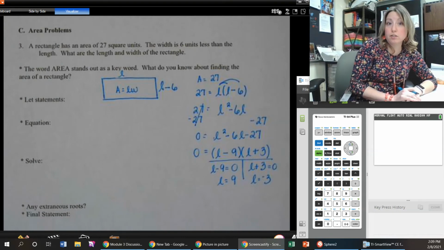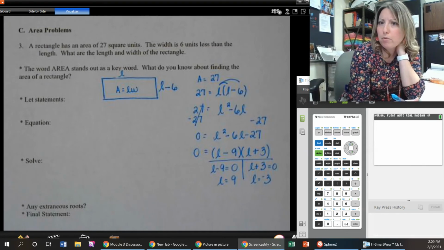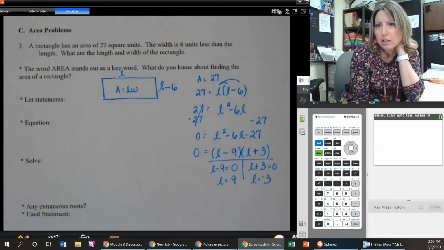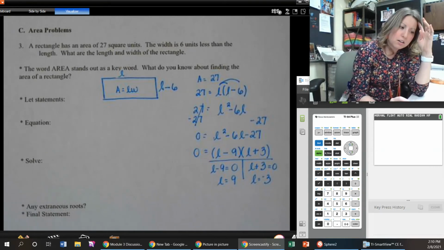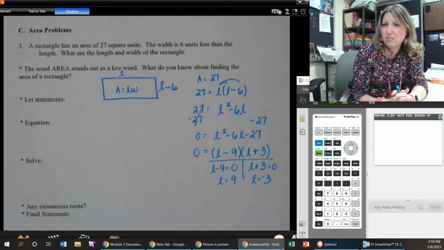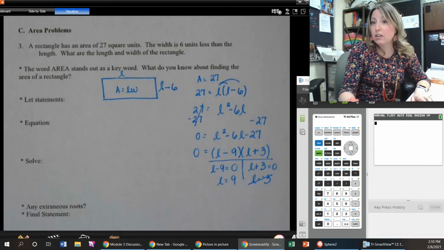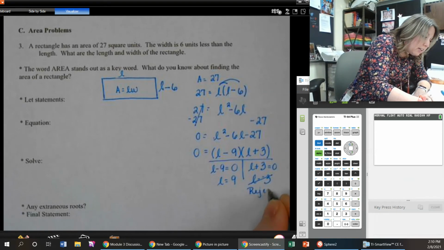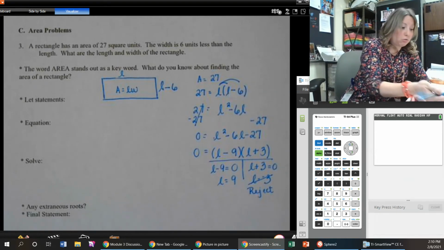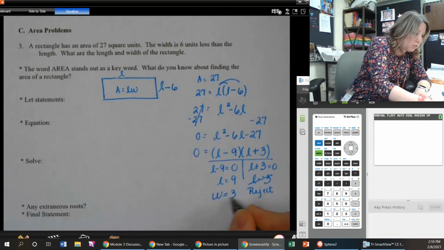Now, question here. Are there extraneous roots? Did it explicitly say in the word problem to reject the negative or to reject the positive? No, but let's think logically. Can you have a negative length of a side of a rectangle? So in these, while it won't say you need to keep the positive answer and reject the negative answer, it's implied that we need to reject any negative sides. So actually, my length is 9, and 9 minus 6 is 3, so my width is 3.